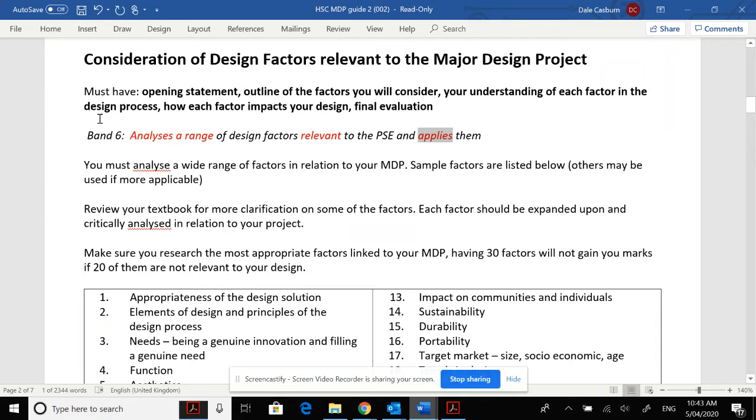So for the high level, it analyzes a range of design factors relevant to the product, system or environment. And remember, if you don't get what I'm saying there, go back to the introductory video, and applies them. I actually think I just highlighted that word. I don't know if Nessa has highlighted that word, but you actually need to apply your considerations of the design factors to what it is that you are doing.